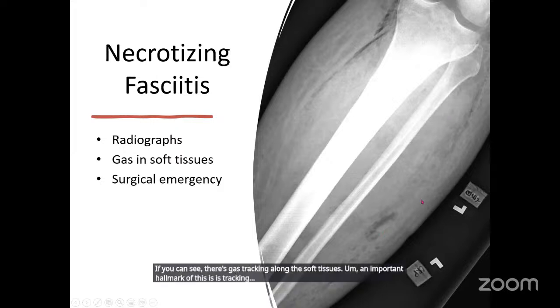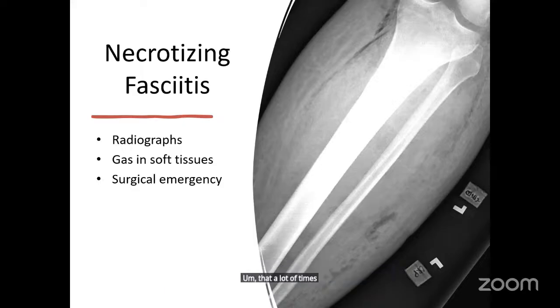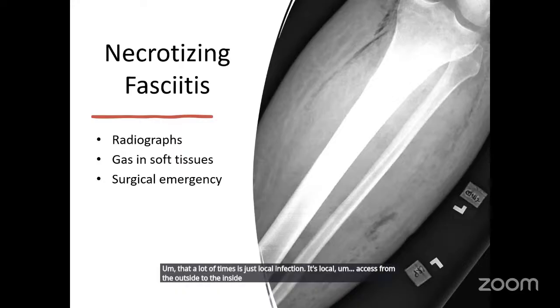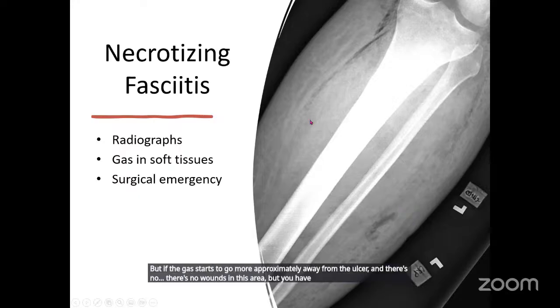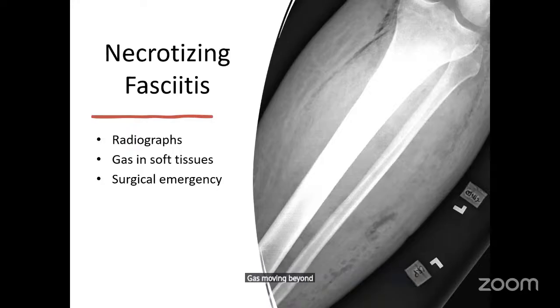So if you have just a few locules of gas under an ulcer, say in the foot, that a lot of times is just local infection. It's local access from the outside to the inside within the soft tissues. So you get some locules of gas around an ulcer normally, but if the gas starts to go more proximally away from the ulcer and there's no wounds in this area, but you have gas tracking up, that's necrotizing fasciitis, which becomes a surgical emergency. Very important thing to recognize. You never want to see gas moving beyond where the wound is.